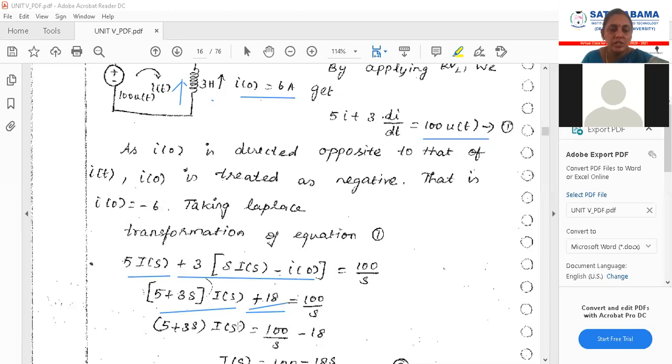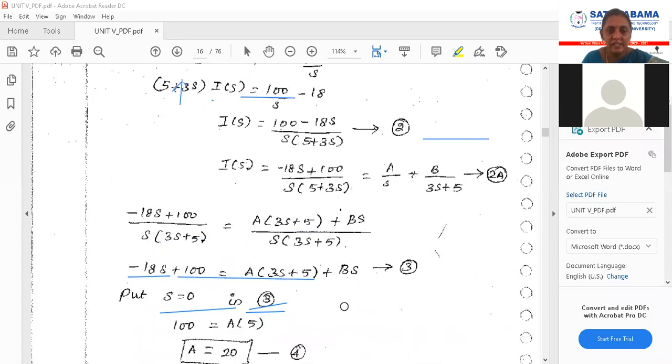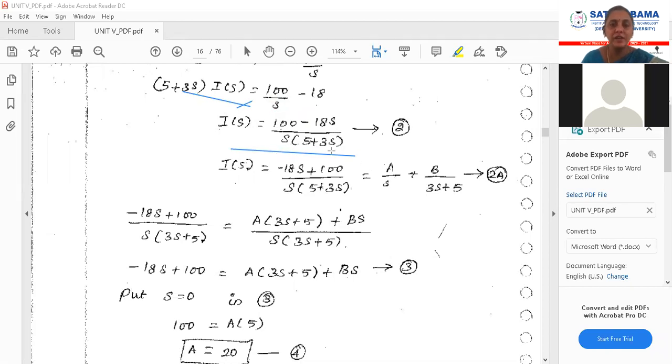So now rearranging this, you will get I of S is equal to 100 by S minus 18. Next, what should you do? You have to rearrange and take Laplace. So 100 by S minus 18. So this will be I of S is equal to 100 minus 18S after taking LCM and bringing the 5 plus 3S down. So this will be 100 minus 18S by S into 5 plus 3S.